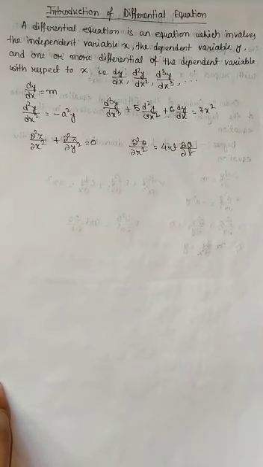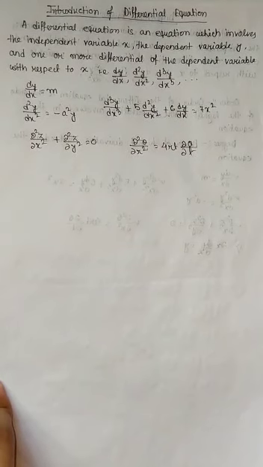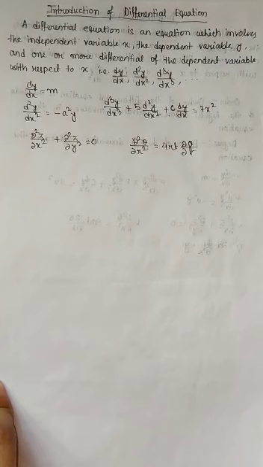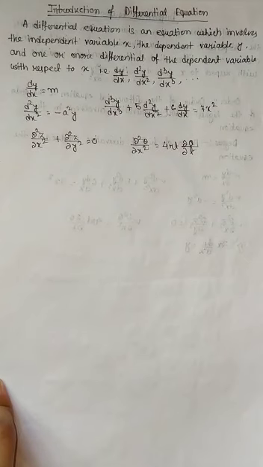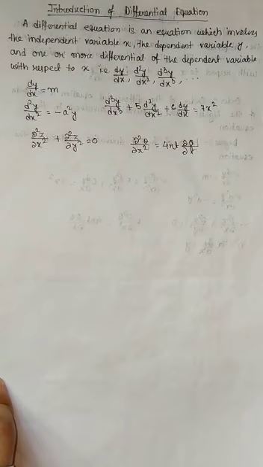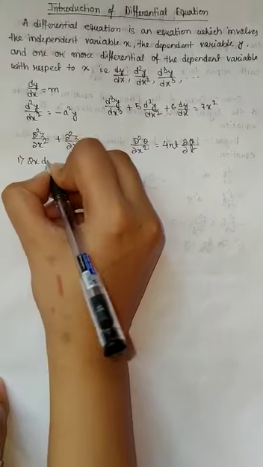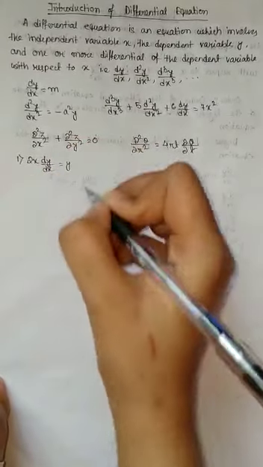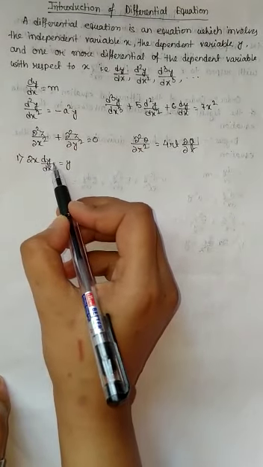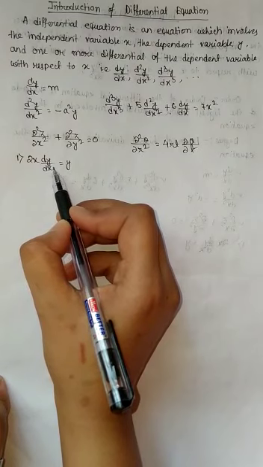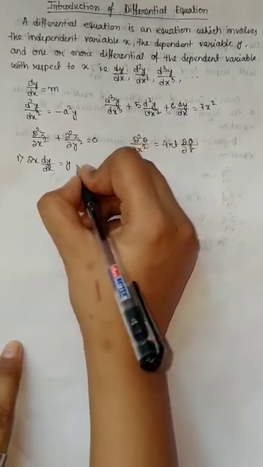Now come to the next topic, which is order and degree of the differential equation. The order of the differential equation is the order of the highest order derivative involved in the equation. Let us consider some examples. Number 1, 2x dy/dx equals y. This equation involves only one differential coefficient of y with respect to x. So here the highest order derivative is dy/dx. Hence it is a differential equation of order 1.